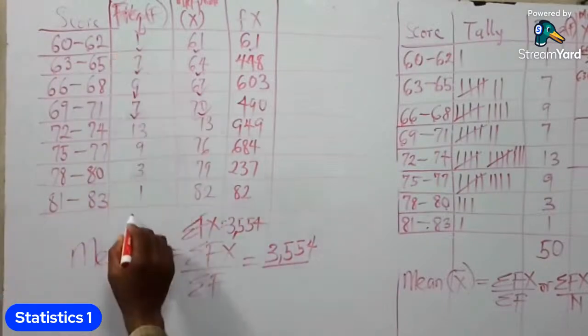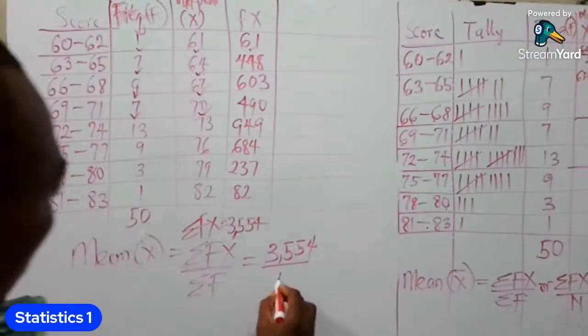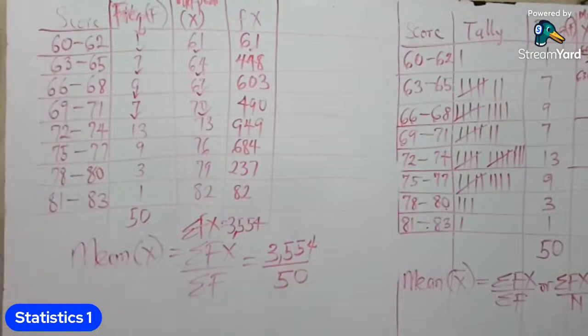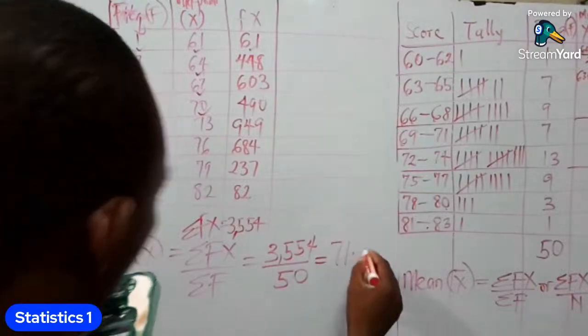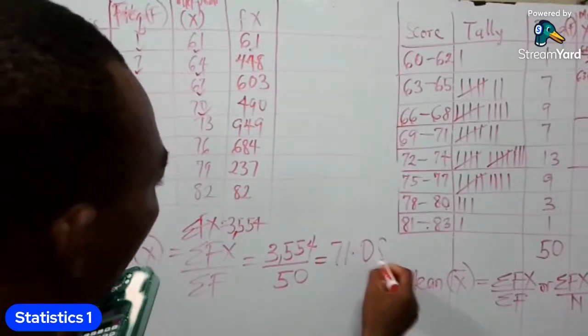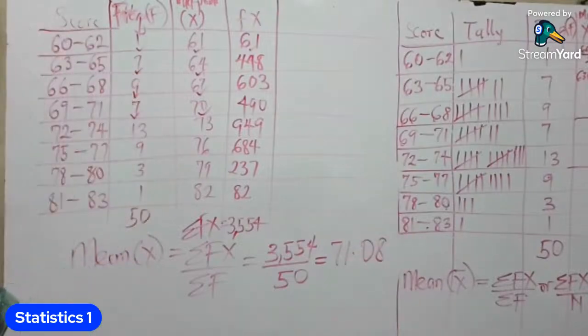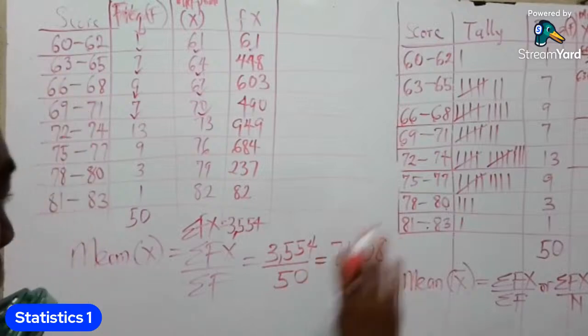That is the addition of this frequency, which is what? 50. So when you divide this together, can we divide this now? 3,554 divided by 50, and that will give us 71.08. If the instruction says you should approximate it to one significant figure, or if the instruction did not say that, just leave it as it is, 71.08.